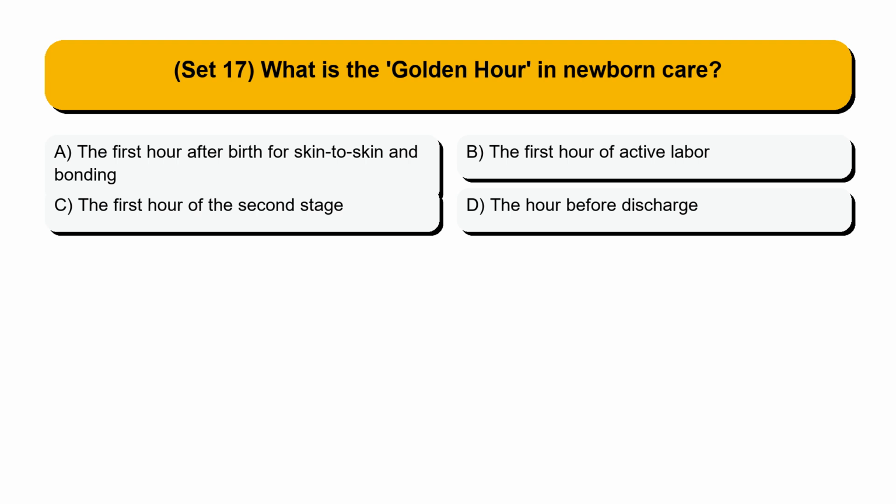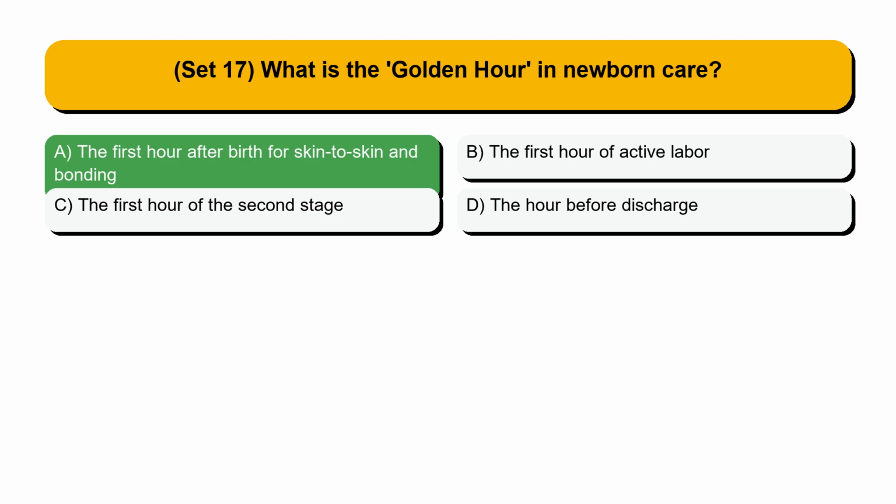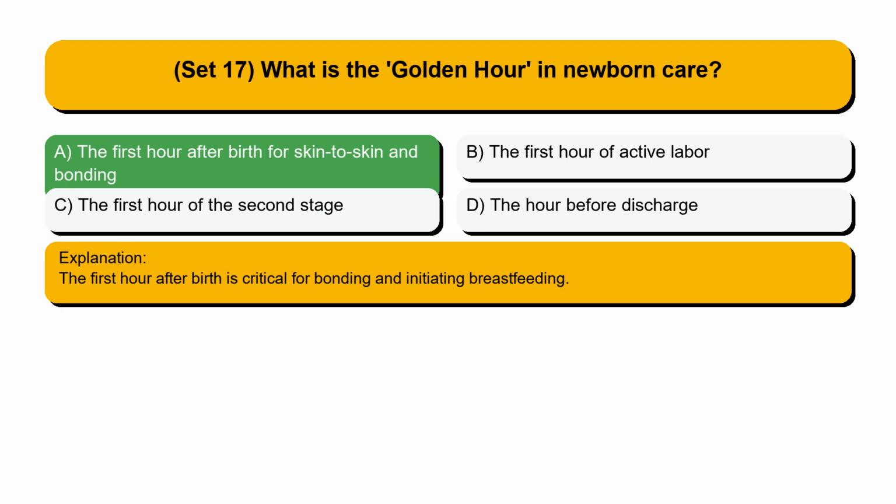Question 17. Set 17. What is the golden hour in newborn care? Option A, the first hour after birth for skin-to-skin and bonding. Option B, the first hour of active labor. Option C, the first hour of the second stage. Option D, the hour before discharge. The correct answer is option A, the first hour after birth for skin-to-skin and bonding. The first hour after birth is critical for bonding and initiating breastfeeding.